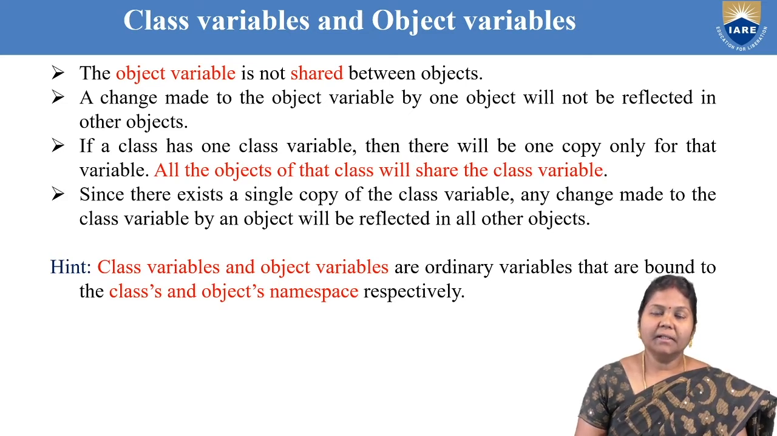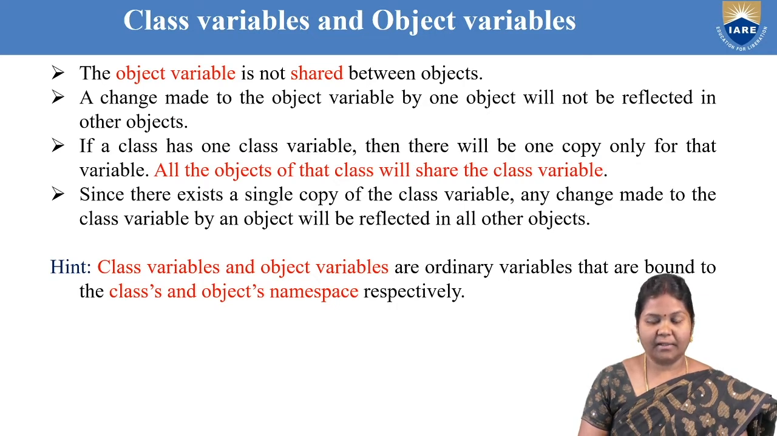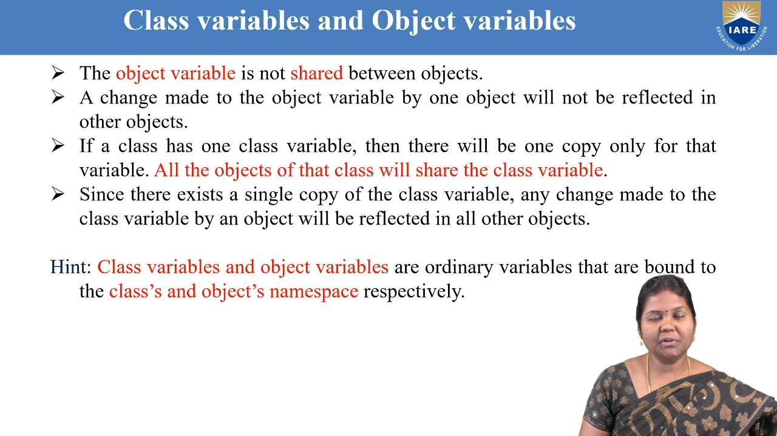Now, normally the class variables and object variables are just like ordinary variables that are bound to the class namespace and the objects respectively. So, if a class variable is declared, then it is bound to its class namespace. If an object variable is declared, it is bound to the object's namespace. Now, let us see one example.